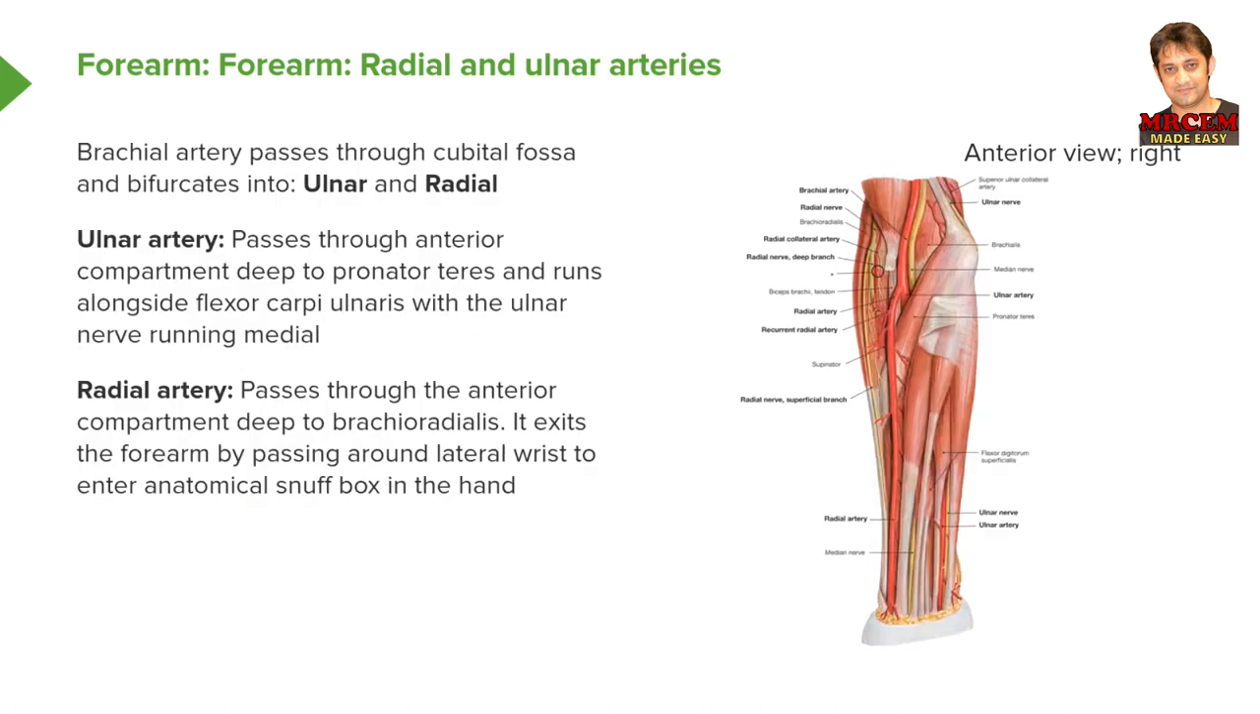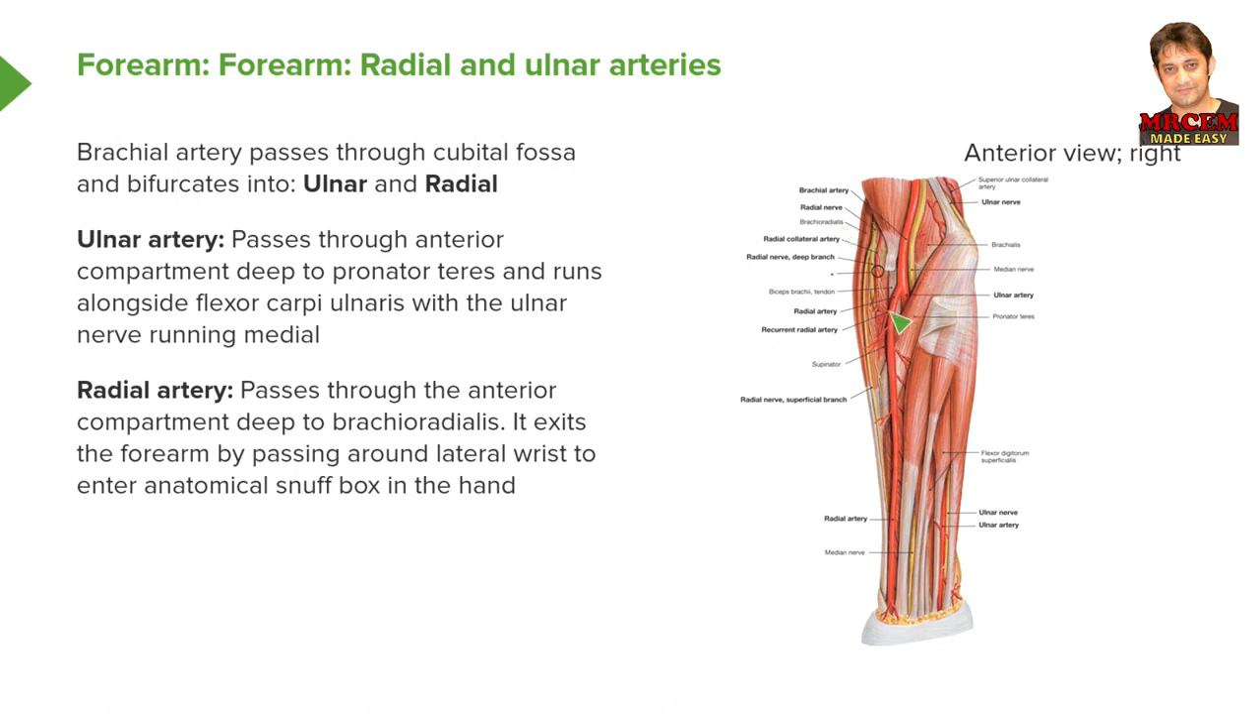So the ulnar artery, we can see it here, is going to pass anteriorly through the forearm. It passes in the anterior compartment of the forearm, it passes deep to pronator teres, and it runs alongside, we can see it here, flexor carpi ulnaris. It runs alongside flexor carpi ulnaris, and it's running alongside the ulnar nerve as well. So we can see the ulnar artery here, and it's going to run along the deep compartment down alongside flexor carpi ulnaris.